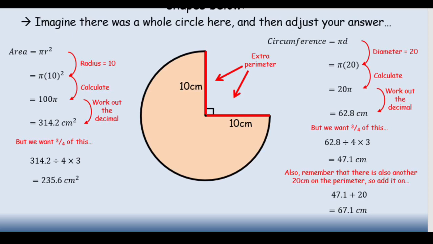But that isn't all. Remember, we now have the right angle in the middle exposed, so we need to add on 2 lots of the radius, which is also part of the perimeter of this shape. Have a look through the slide carefully and see if you can follow the workings.